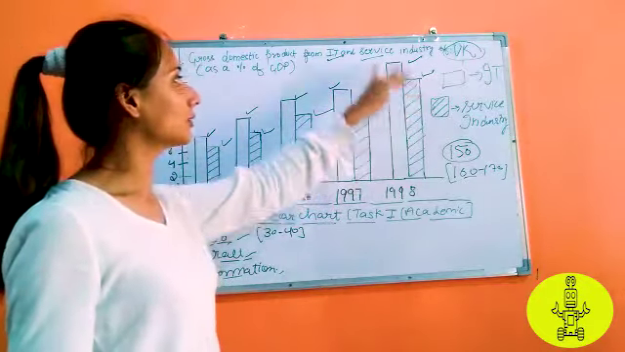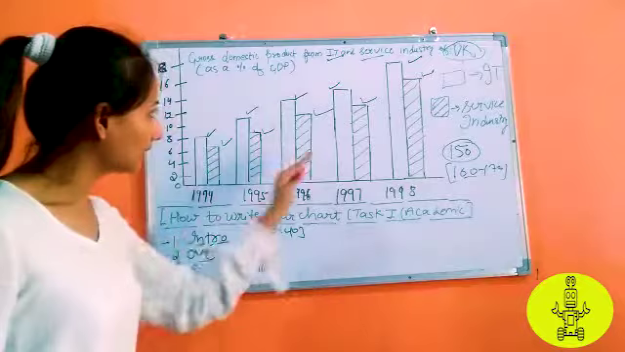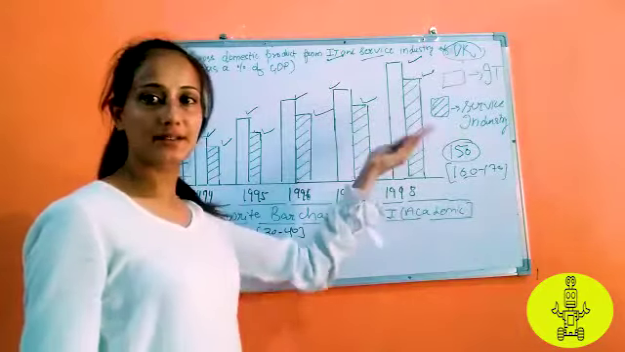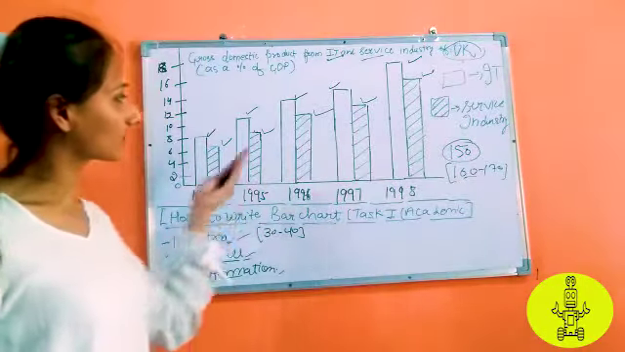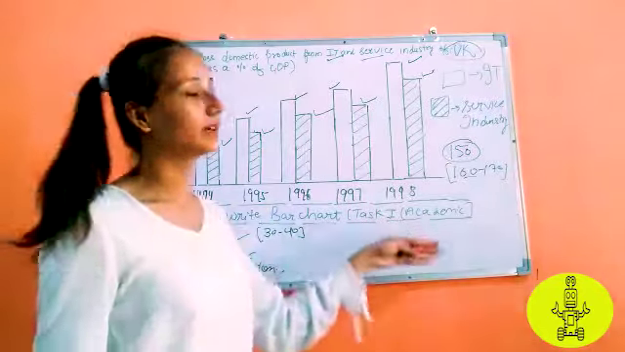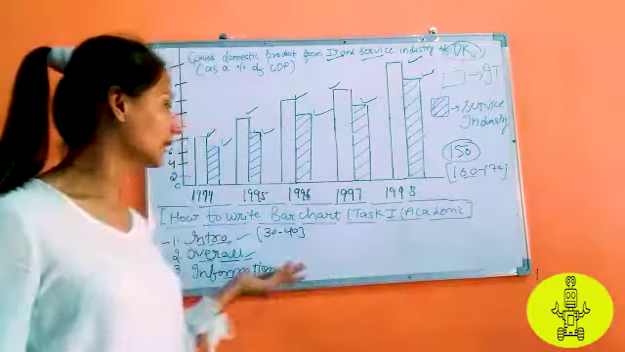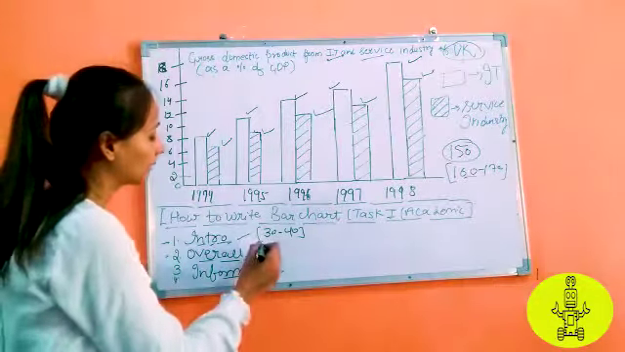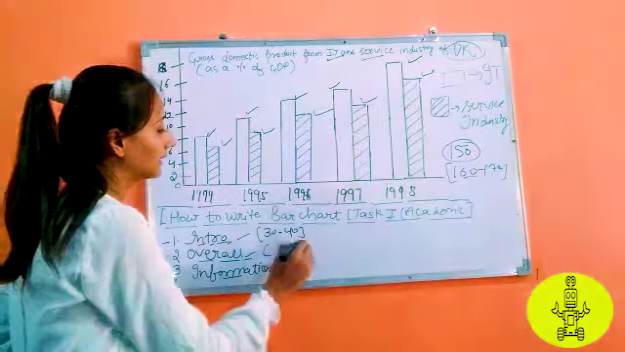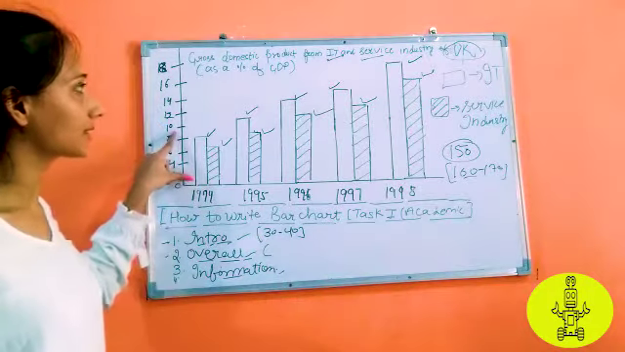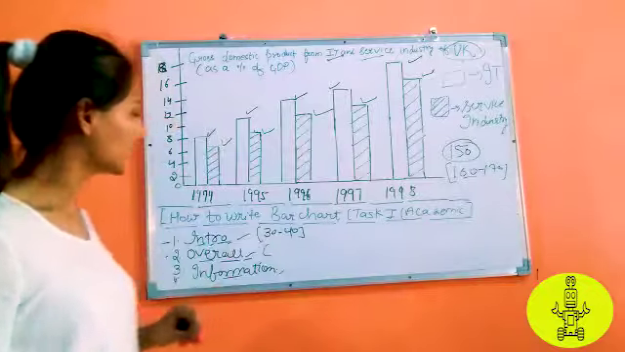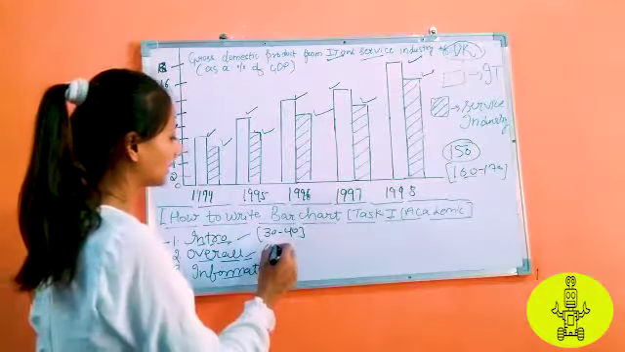We need to write down the overall. If it is a growing trend, then you need to write that it is growing. If it is decreasing or declining, then you need to write down a declining trend in the overall. This is a simple chart, not a complicated chart, so the overall will be only 2 or 3 lines here.